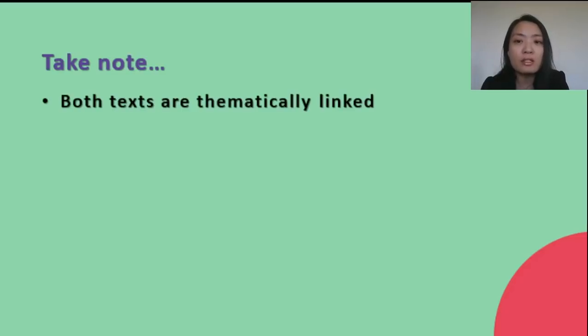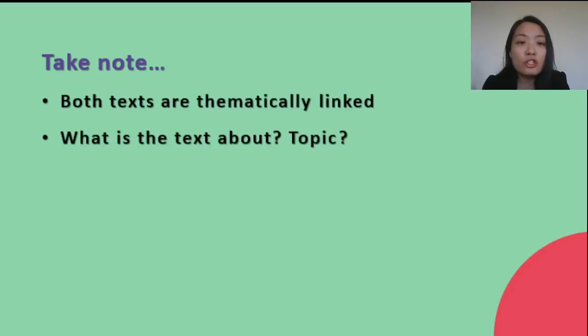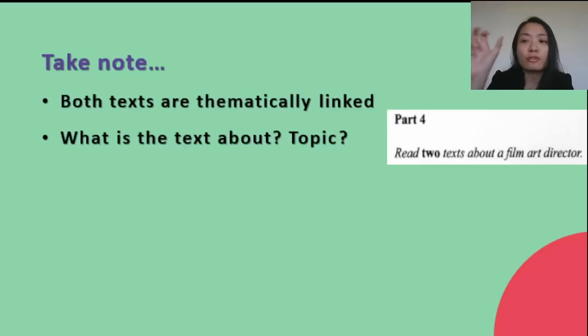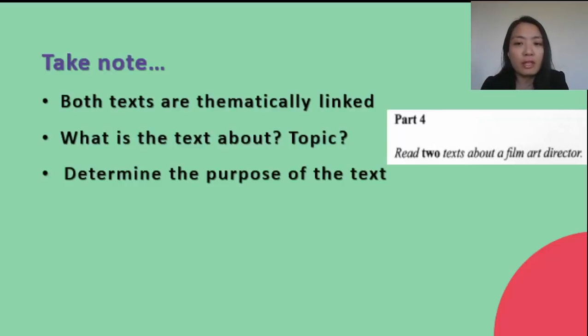And to help you answer, you will first need to initially find out what the text is about, what the main topic is. For this, you can usually find it from the question itself at the top of the text. Like over here, it says, read two texts about a film art director. So you know that the topic is going to talk about somebody who is a film art director. Then as you're reading, you also need to determine the purpose of the text.